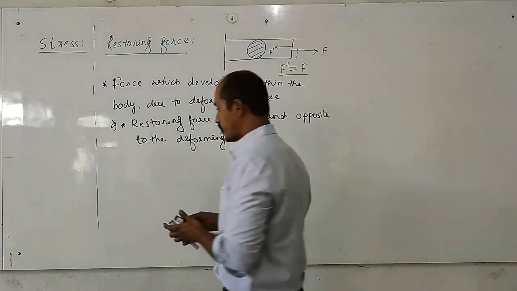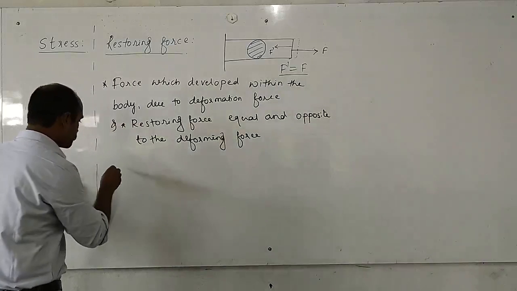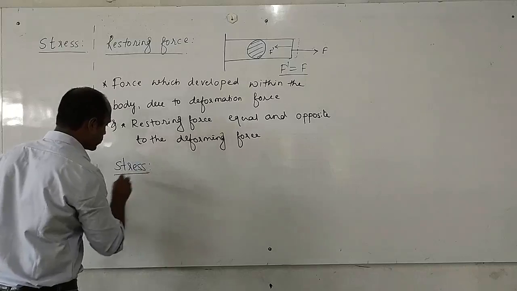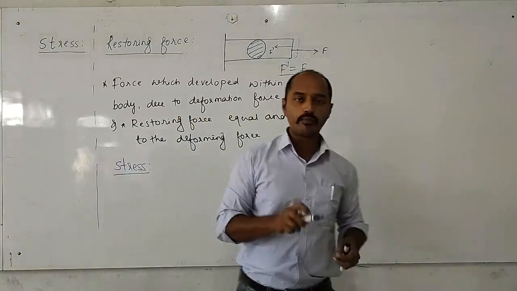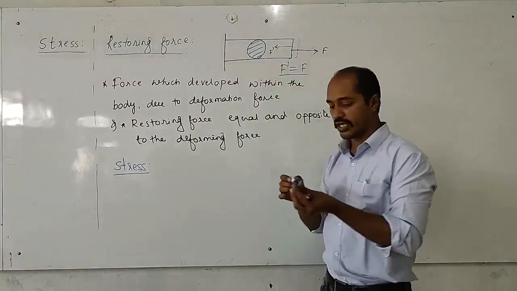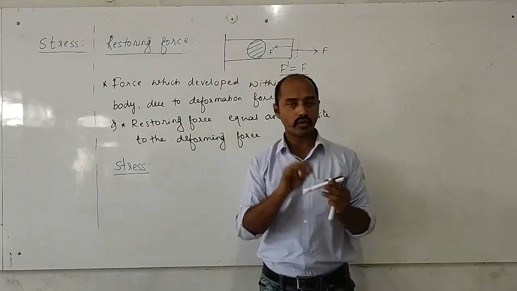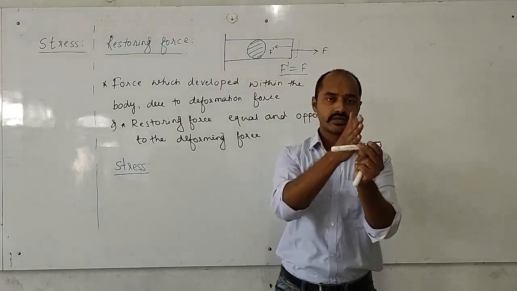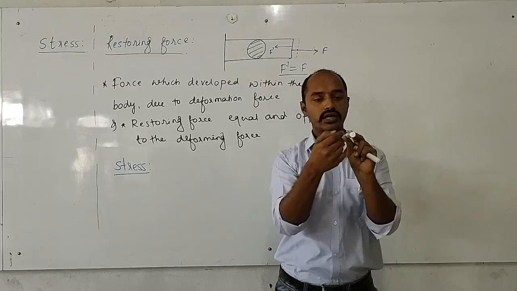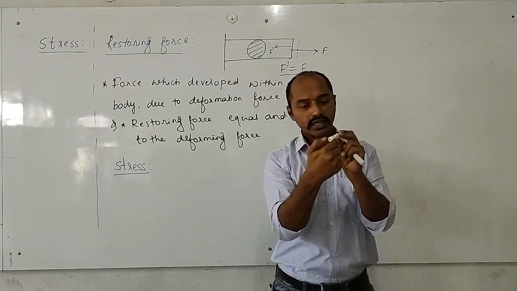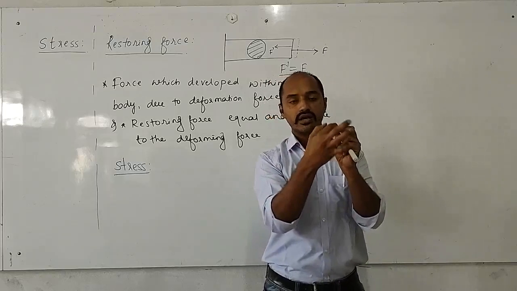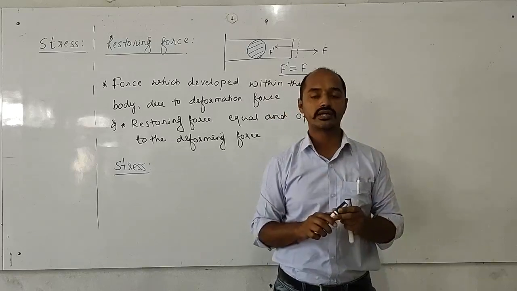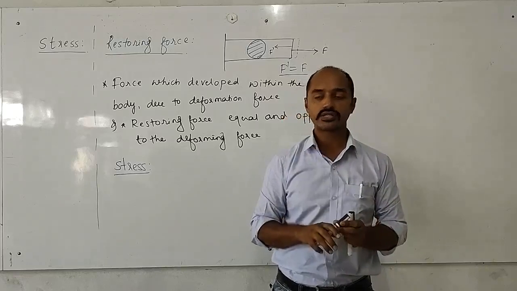Now we will go for the definition of stress. How can we define stress? Stress depends upon the cross section area. Do you understand what cross section area means? If I cut this pen and observe from here, it looks circular. Its area looks like a circular area. So this section becomes a circle, and that is the cross section area.